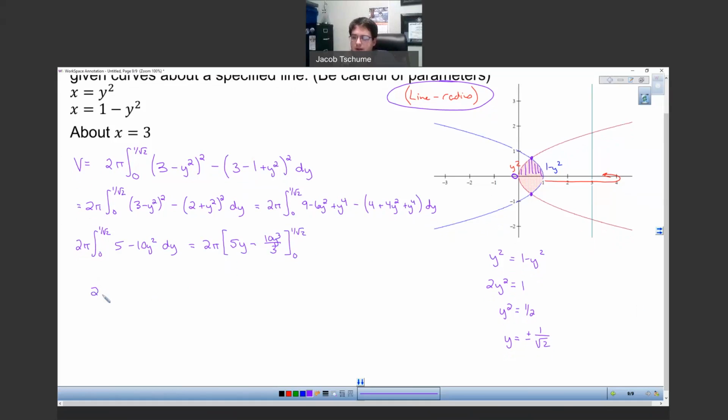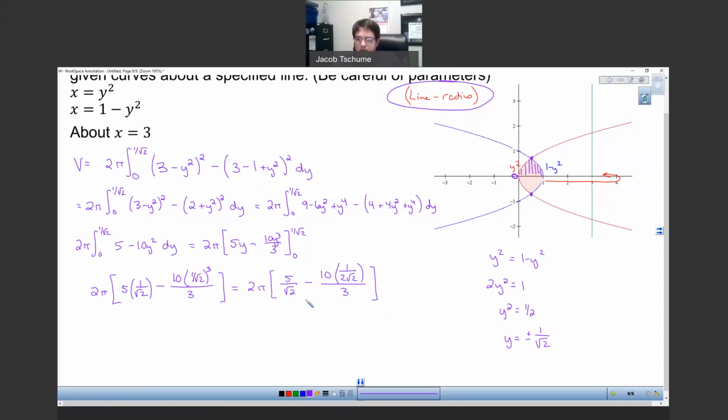So if I go through and integrate, this will be 2 pi times 5y minus 10y cubed over 3, evaluated from 0 to 1 over root 2. Plugging my parameter in, just like earlier, you don't even need to worry about the 0 because subtracting 0 won't do anything. If you just plug the 1 over root 2 in, this would be 5 times 1 over root 2 minus 10 times 1 over root 2 cubed divided by 3. So this would end up being 2 pi times 5 over root 2 minus 10, and if you cube 1 over root 2, that would be 1 over 2 square roots of 2, all of that divided by 3.